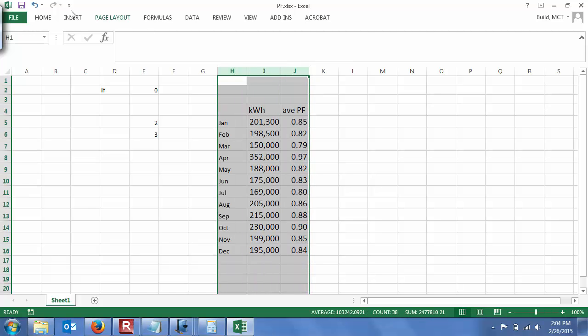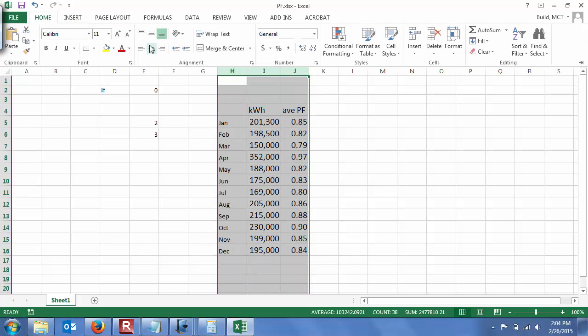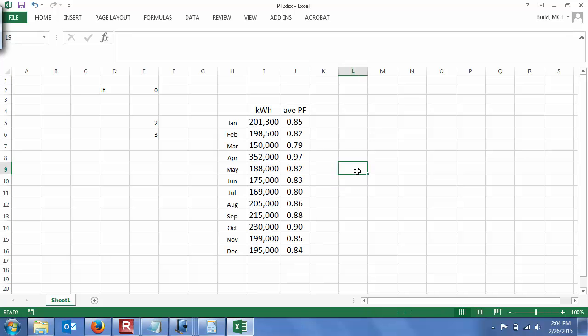Okay. Center. Nice. Okay. So there's the kilowatt hours used. Looks like we got pretty good power factor in April with a nice big fat kilowatt hours used. That seems kind of counterintuitive to me. You'd think when you used a lot of power, you'd probably have bad power factor, but for whatever reason that worked out. The worst power factor was in March, which also has the lowest kilowatt hours.